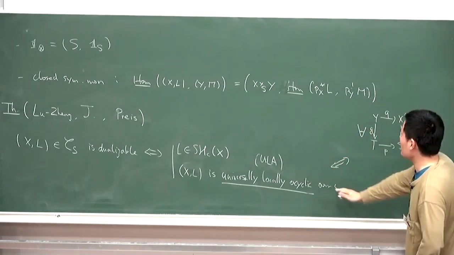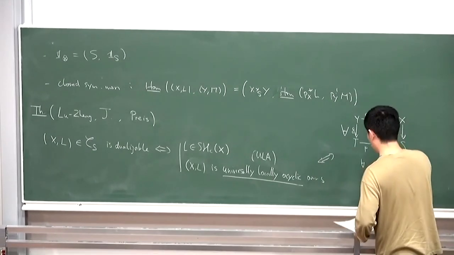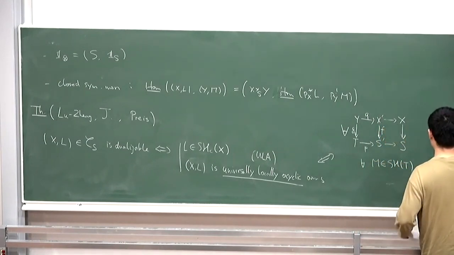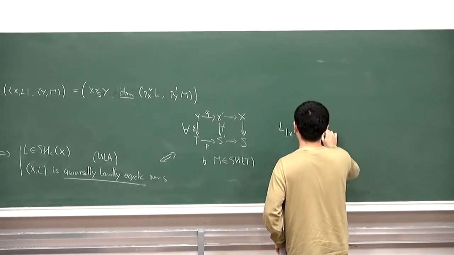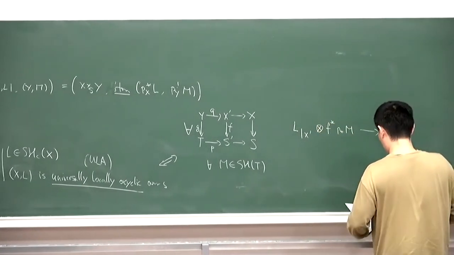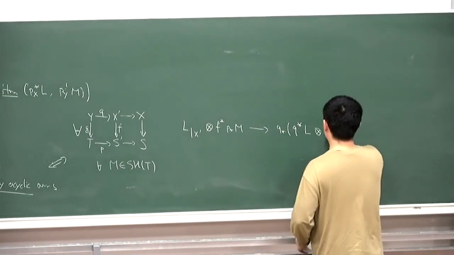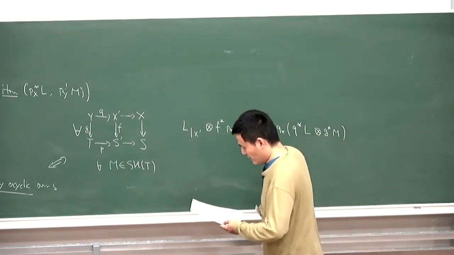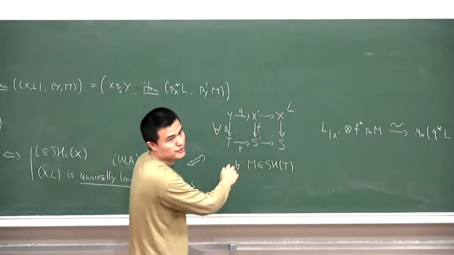So XL is ULA over S if and only if for every such diagram like this, and for any M in SH of T, you have a canonical map which is L restricted to X prime, you tensor with F upper star and P lower star M. That goes to Q lower star of Q upper star L tensored with G upper star of N. And this is an isomorphism. Yes, so L lives here, and you just pull it back to X prime.